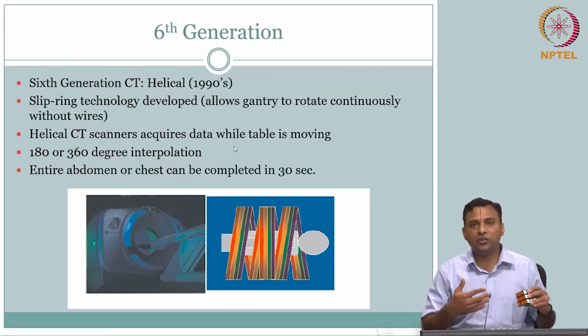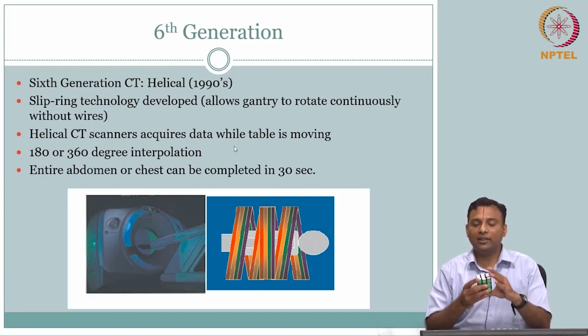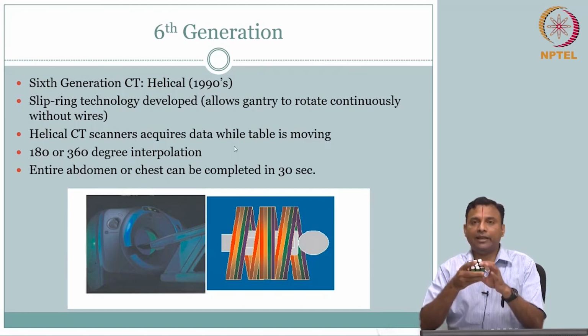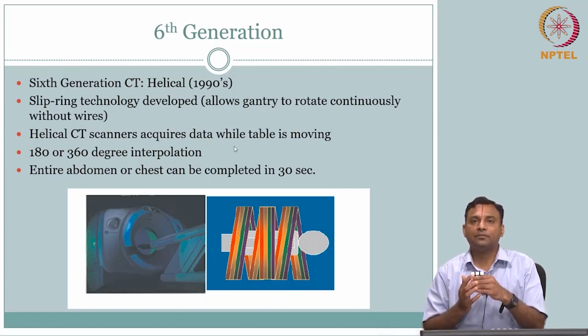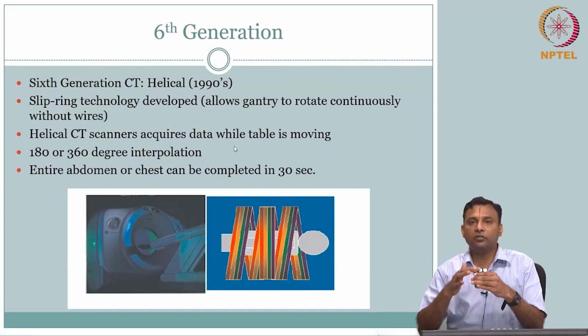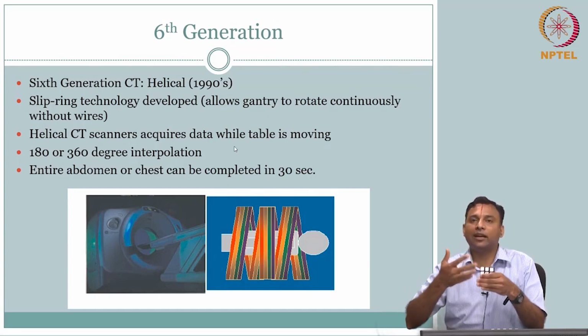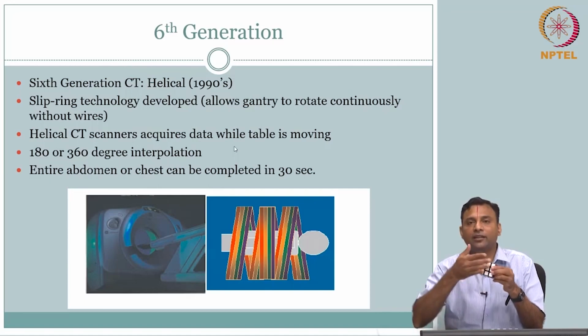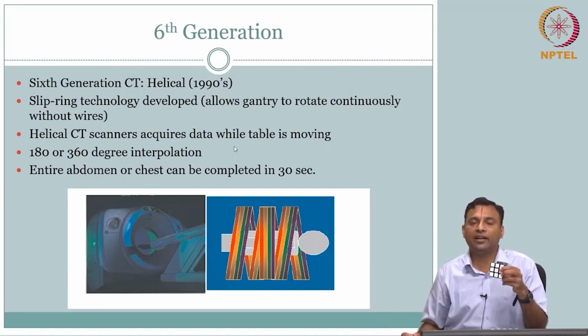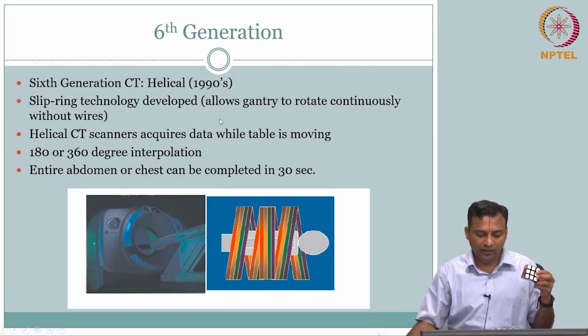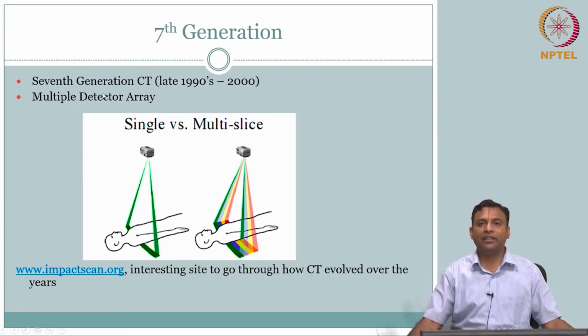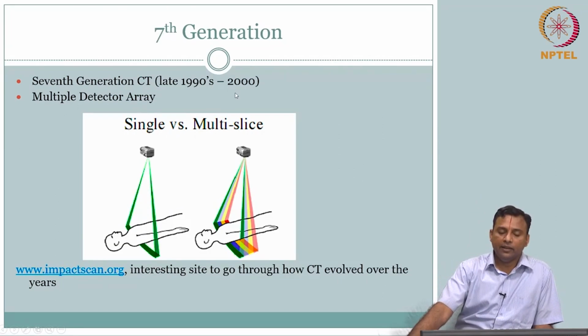But if I want to reduce the time even further, what will I do? Instead of moving the patient, can I have multiple detectors? One row of detectors you saw. Can I have another row of detectors? If I have two rows of detectors, I have two slices recorded at the same time. If I have three rows, I get three slices recorded at a time. So the logic in the 7th generation was that you got what is called a multiple detector array.